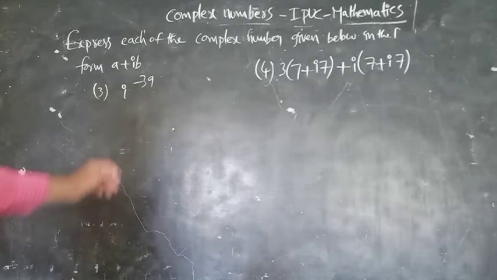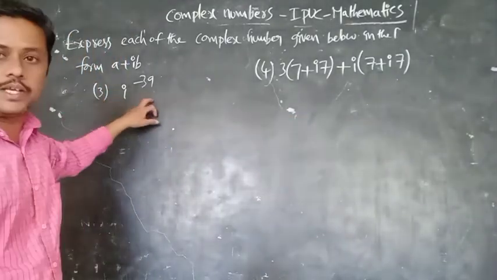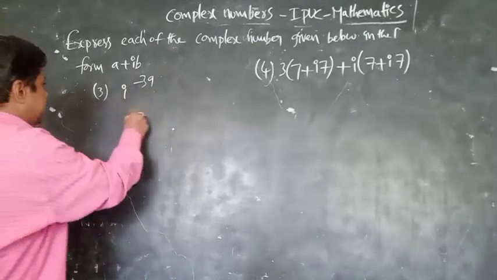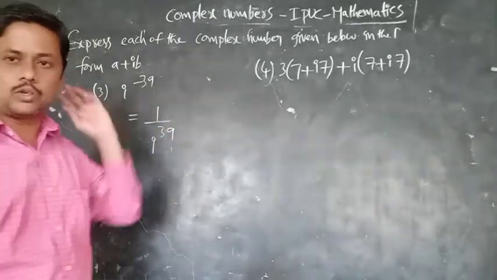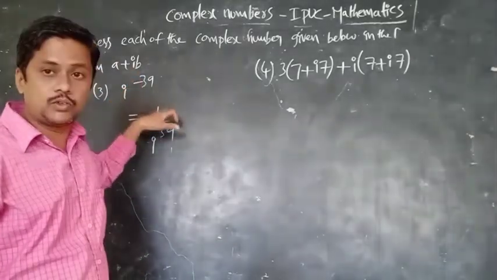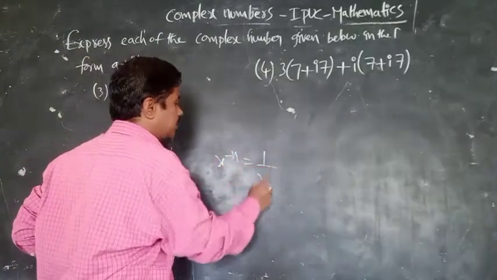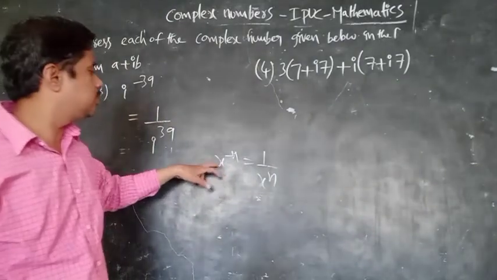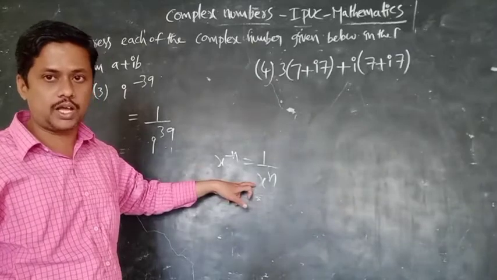See my dear students, next question number 3 and 4. Question number 3: i power minus 39. So it can be written as 1 divided by i power 39. When a minus comes in the power, one formula is there: x to the power of minus n is equal to 1 divided by x to the power of n, positive. This is the formula. By using this formula, we can write like this.